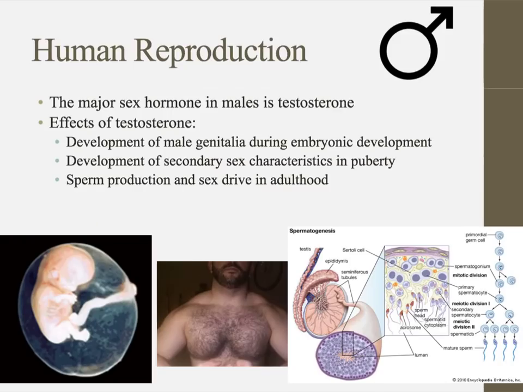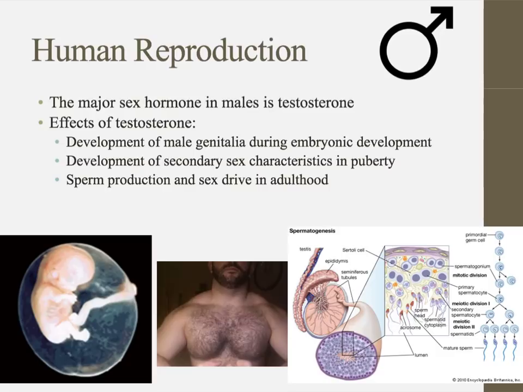Let's move on to the next part of chapter 6.6, which is all about human reproduction. So we need to remember a couple things about human reproduction. We're going to hear a lot about hormones, and we're going to hear a lot about anatomical structures. So the first hormone that we're going to take a look at is the male sex hormone called testosterone.